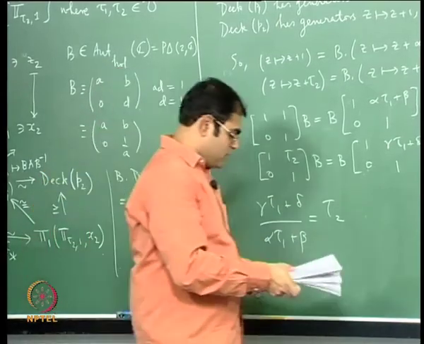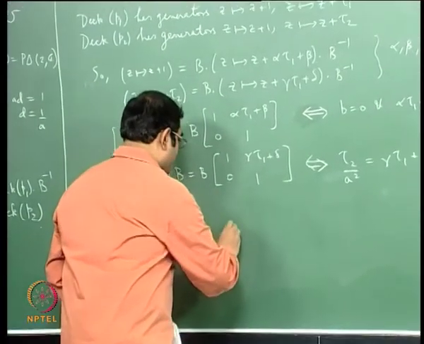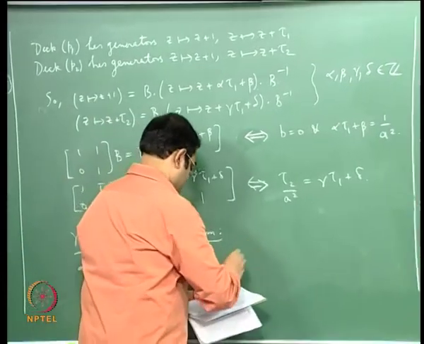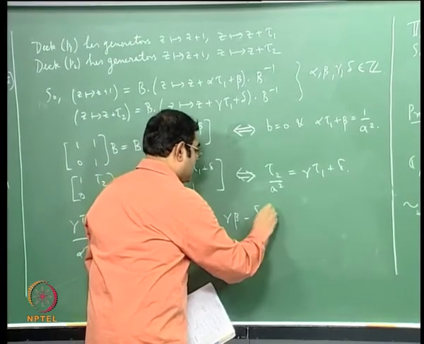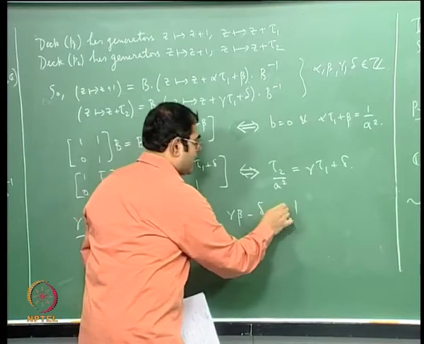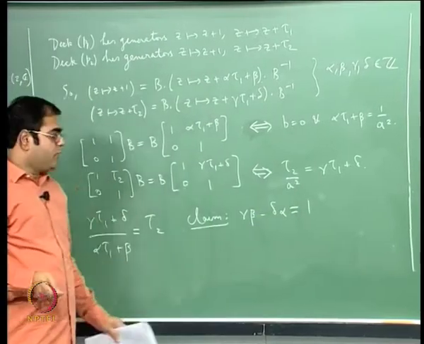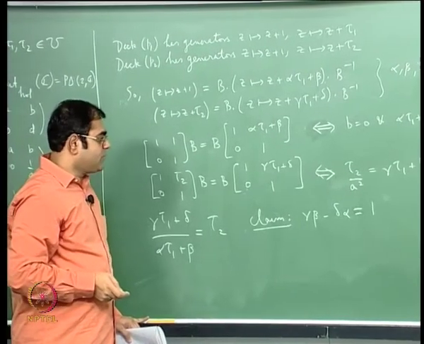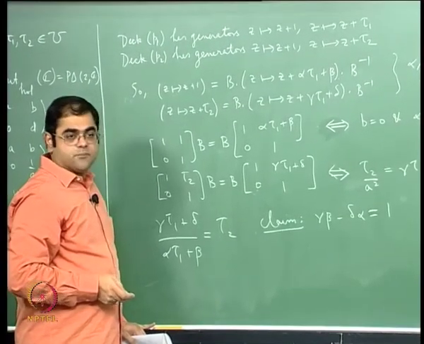So how does one do that? So the claim is gamma beta minus delta alpha is actually equal to 1. Okay, so for this it's enough to prove that gamma beta minus delta alpha is non-zero.